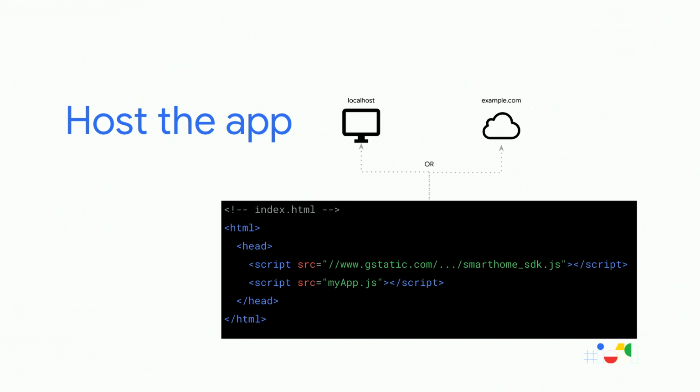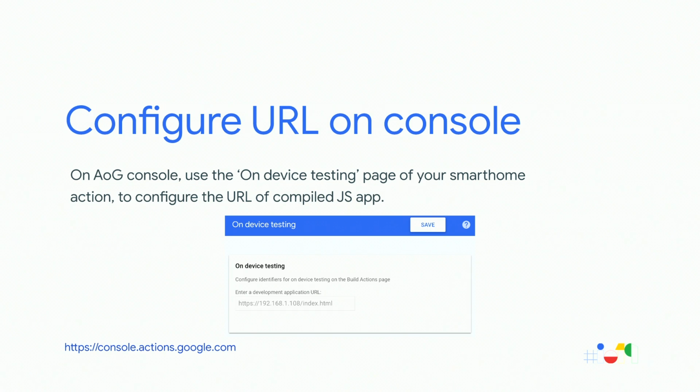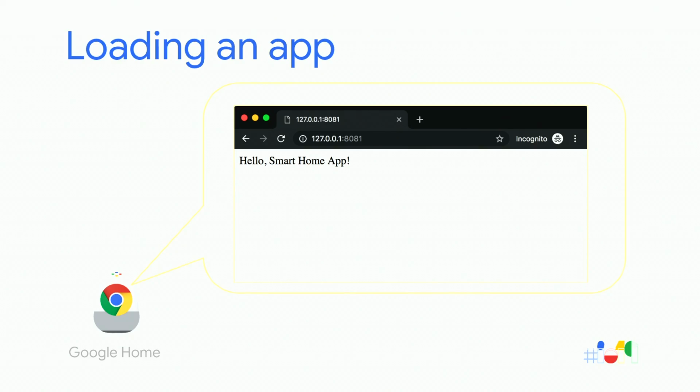So far, we've talked about a JavaScript app running in the browser, but technically, it's an HTML page, right? So look at this sample HTML. It really doesn't do much, only loads the SDK and your app. During development, you can host this HTML page on your local machine or on a hosting server. Once you have that URL, go back to the Actions on Google Console, and on the device testing page, there is an input box for you to enter this URL. Once you save this URL, give 30 minutes for our servers to propagate this information. At that point, if you reboot your Google Home devices, then you can imagine a tab coming up and loading your JavaScript app.